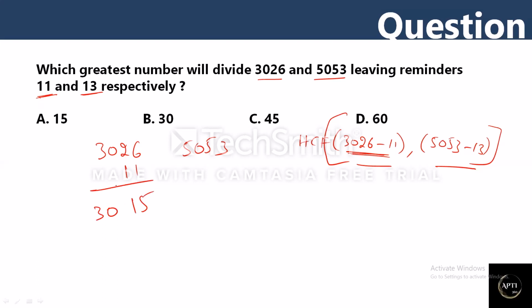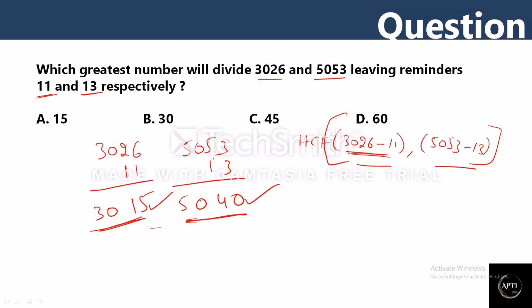Okay, 3015. Correct. Now here minus 13, which is nothing but 5040. Correct. So these are the numbers. We need to calculate the highest common factor of 3015 and 5040. Now check with the options. If any number is said to be a common factor, for sure these values should be exactly divisible by that option.